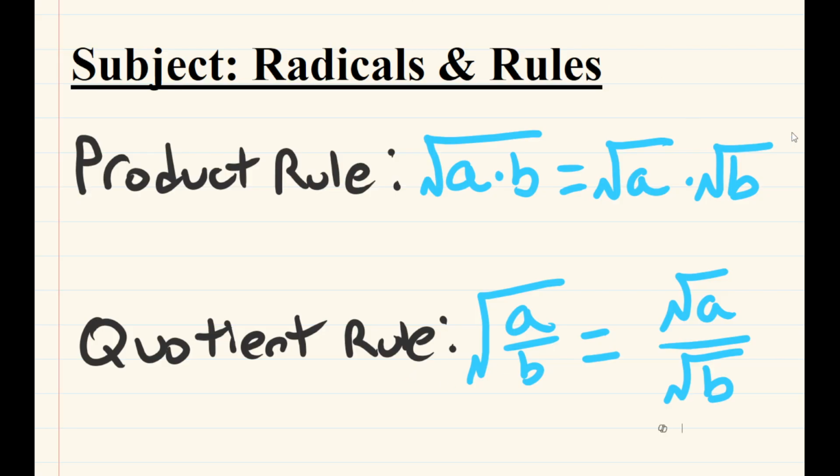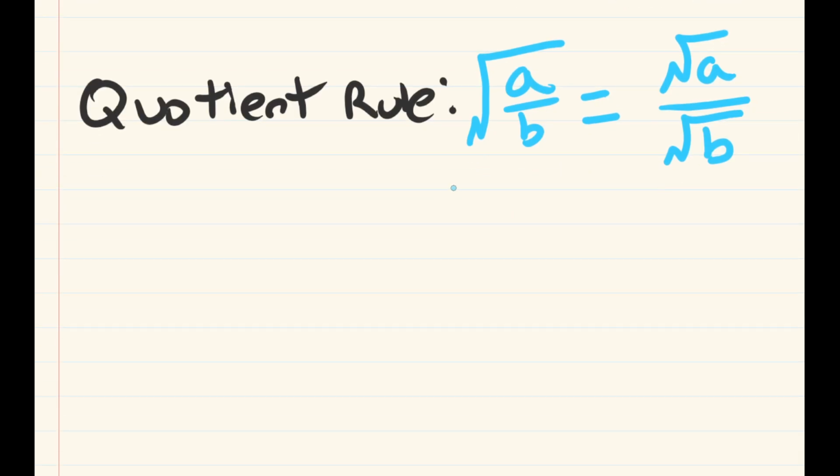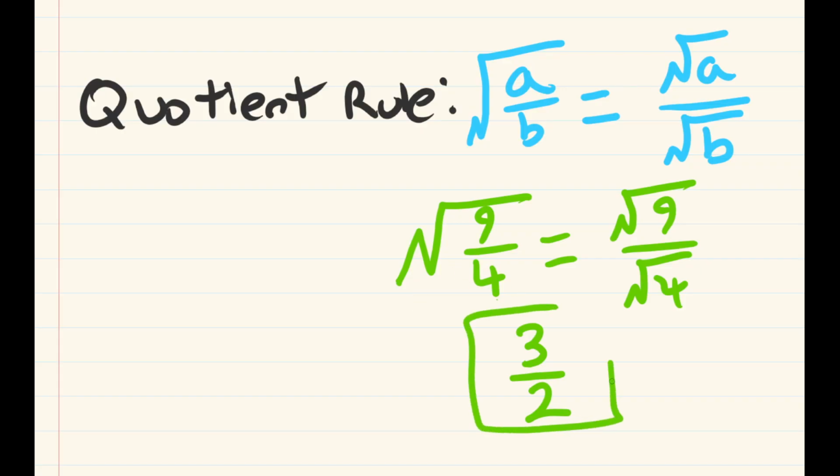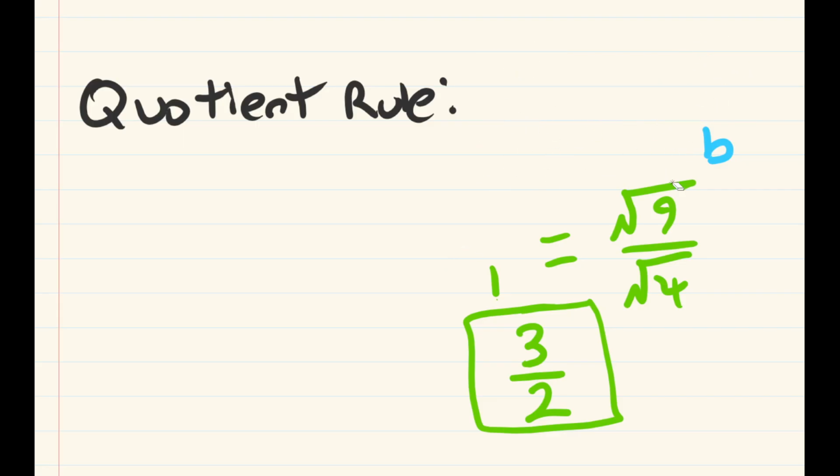To give a quick example, let's say we had radical 9 over 4. How do we evaluate this? Well, we can use the quotient rule. This is the same as the square root of 9, or radical 9, over radical 4. What's the square root of 9? That's 3. What's the square root of 4? That's 2. So radical 9 over 4 evaluates to 3/2. And that's the answer. So those are the product and quotient rules.